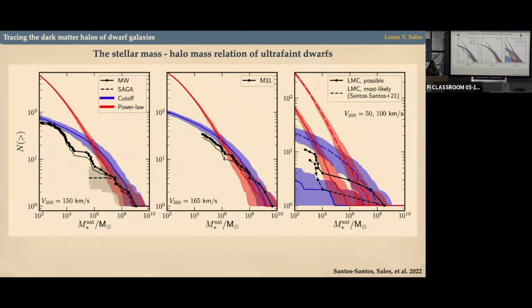So we apply the same for M31, and you get a comparable difference. But what we argue is very promising is to look at the satellite population of things like the LMC. What you see here is a host halo that would have between 50 and 100 kilometers per second, something comparable to the LMC. How many satellites do we expect? The lower lines, this blue and this red, would correspond to a lower V200 for the LMC, and the higher blue and higher red are for a more massive LMC.